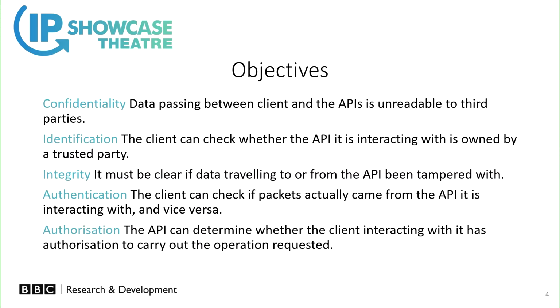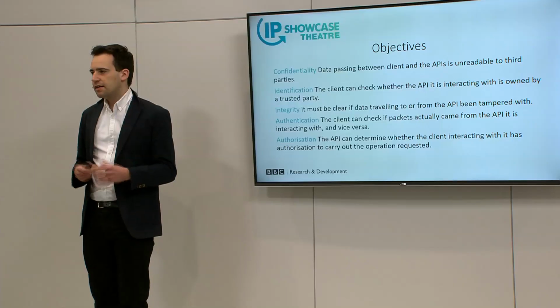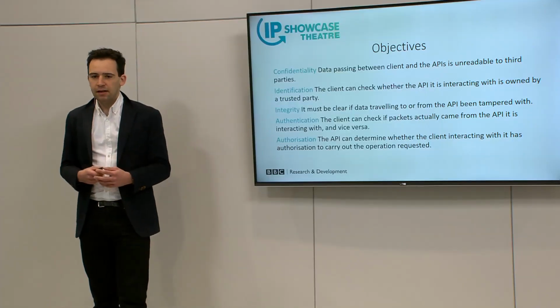So similarly, a client needs to be certain that information it's receiving from the server is actually coming from that server and hasn't been injected into the network somewhere else. And finally, authorization. APIs need to be certain that what the client is asking them to do, that particular client is allowed to do. So take a multi-studio environment.